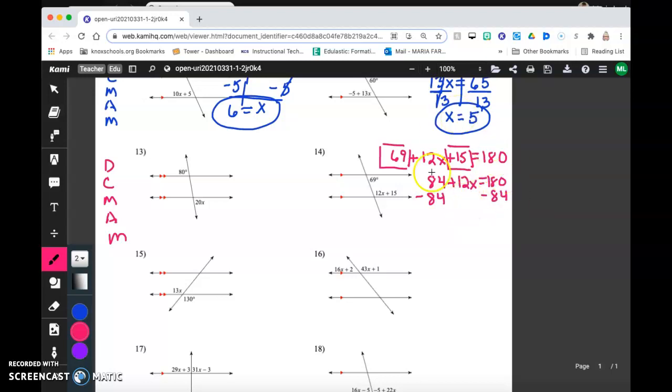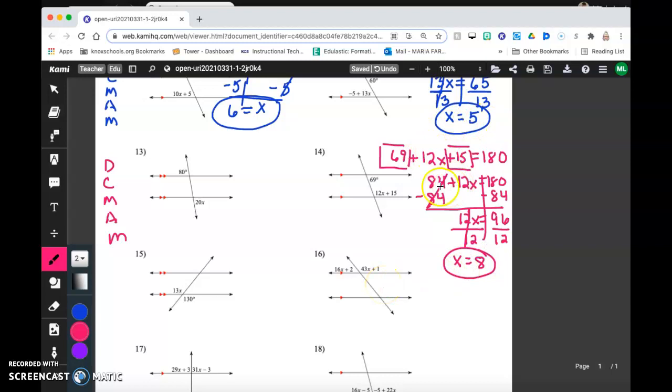We have a positive 84 to move, so inverse operations tells us to subtract 84 on both sides. There's a zero pair. And we're going to have 12x left here. 180 minus 84 equals 96. The last step is to multiply or divide the coefficient away. The coefficient is the 12 that's attached to the x. This means multiplication. We're going to divide with the number we want to remove. Divide by 12 on the other side. 12 divided by 12 gives us the 1x we're looking for, and then 96 divided by 12 equals 8.